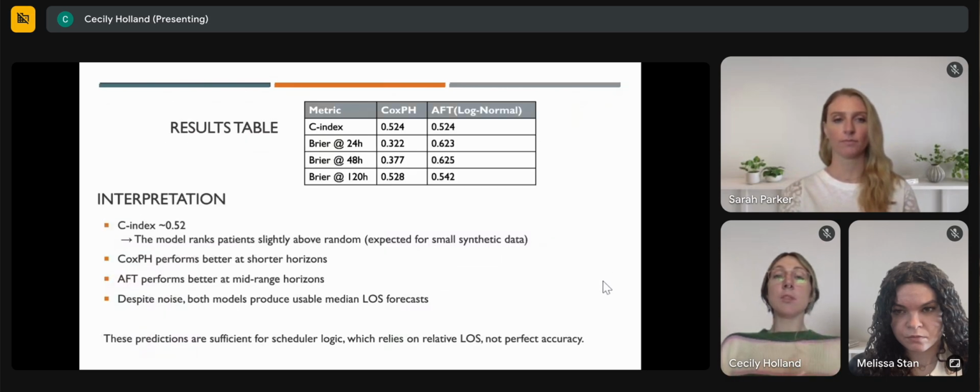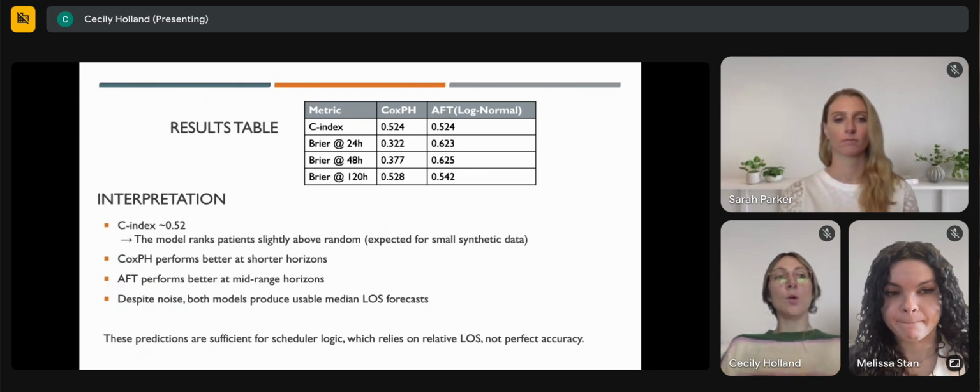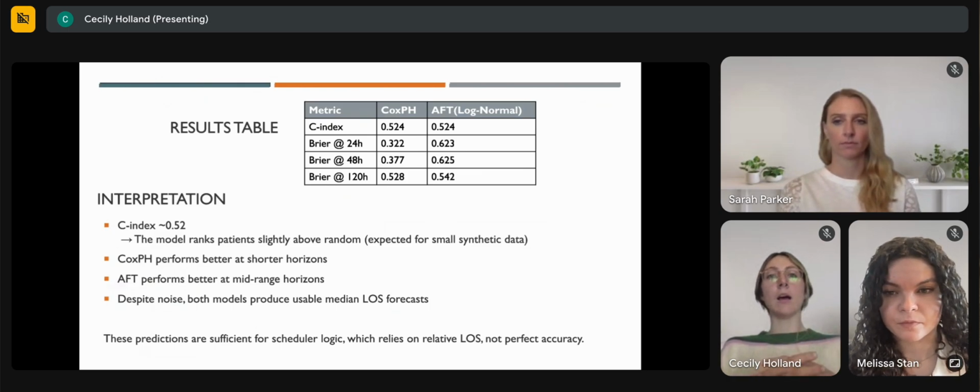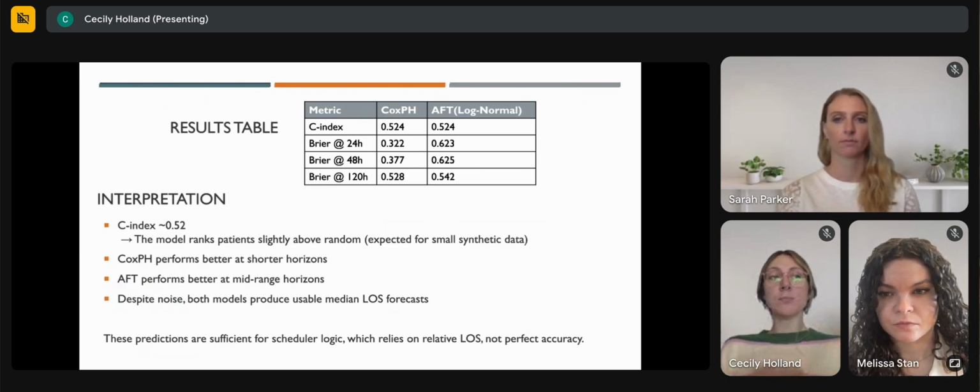So these are some of the results we got using those models. You can see that the C index is around 0.52, which means the model performs slightly above random. And this is expected given how small our synthetic data set is. But the Cox performs better at the early horizons, the 24 and 48 hours, where the AFT model performs better at 120 hours. But despite the noise, both models successfully produce usable median length of stay forecasts. And because the scheduler doesn't require perfect accuracy, it only needs relative ordering, these predictions are sufficient for queue prioritization.